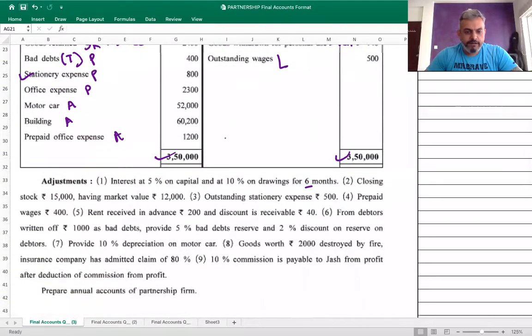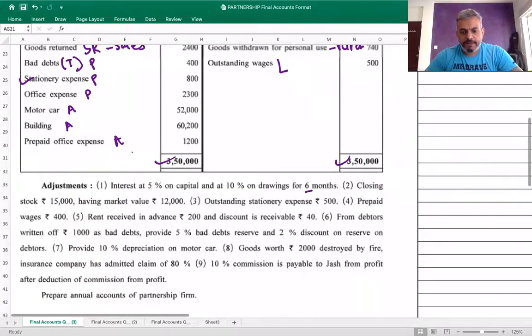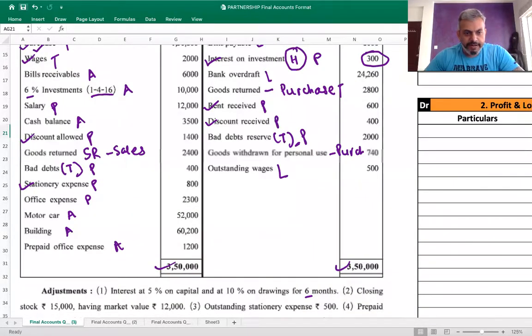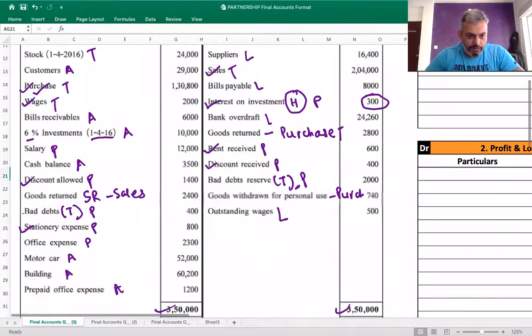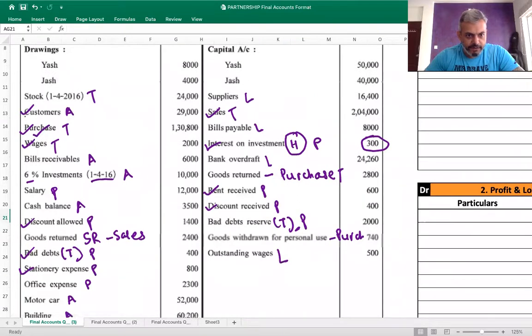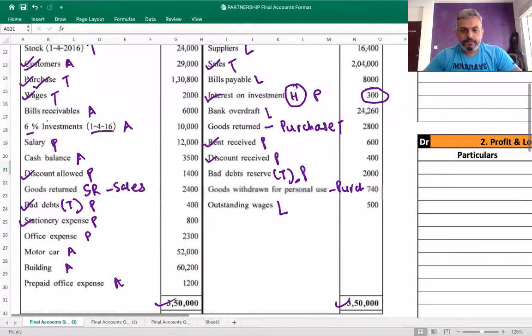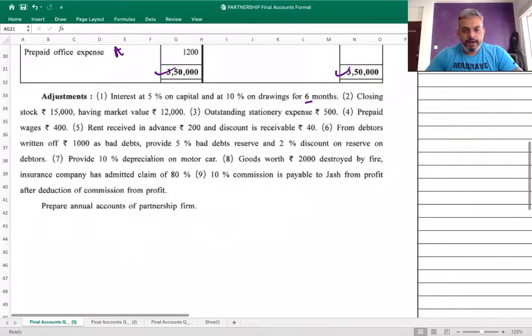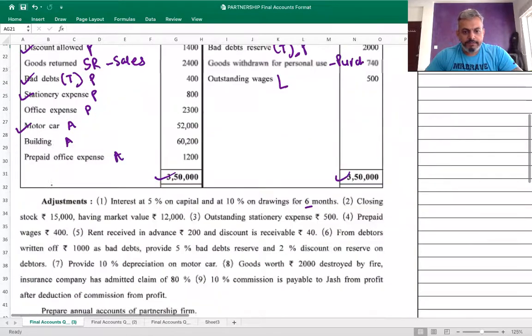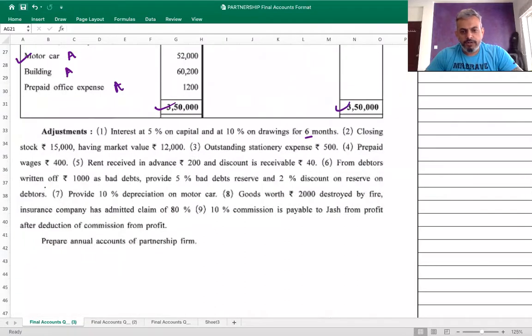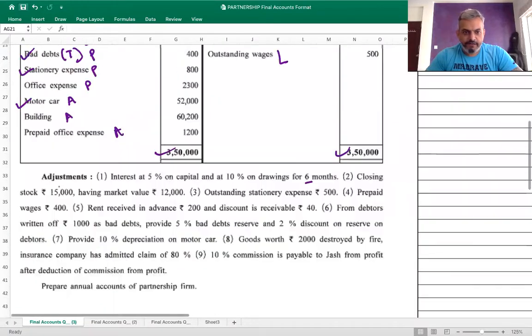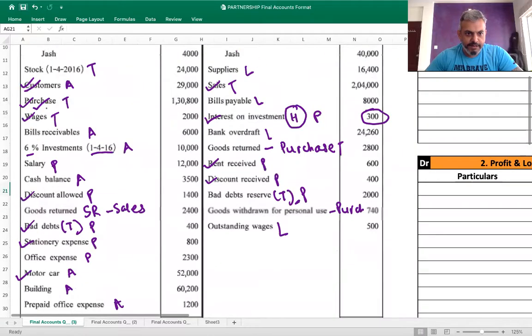Then from debtors, write off 1000 as bad debt and 5% bad debt reserve and 2% discount reserve. So here there is a format for bad debt, and there will be a format for discount too. So tick discount allowed and bad debts also, and tick debtors, that is customers, twice. Then provide 10% depreciation on motor car. Goods worth 2000 destroyed by fire. So again we have to tick purchase.